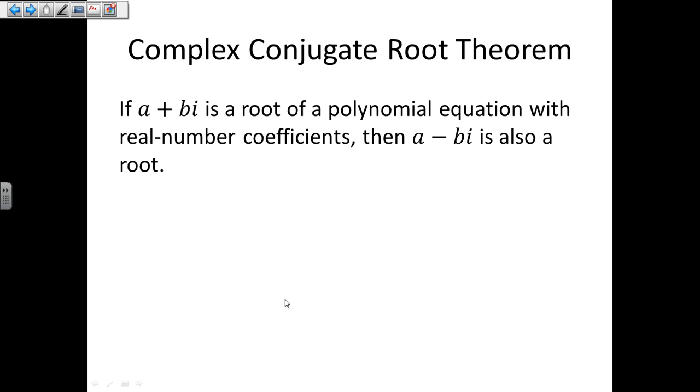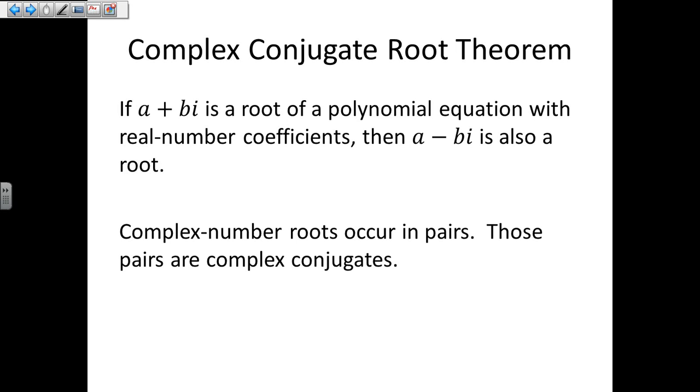Now let's take a look at the complex conjugate root theorem. It says that if a complex number is a root to a polynomial equation with real coefficients, then the complex conjugate is also a root. So complex number roots occur in pairs, just like irrational roots occur in pairs. Those pairs are complex conjugates.